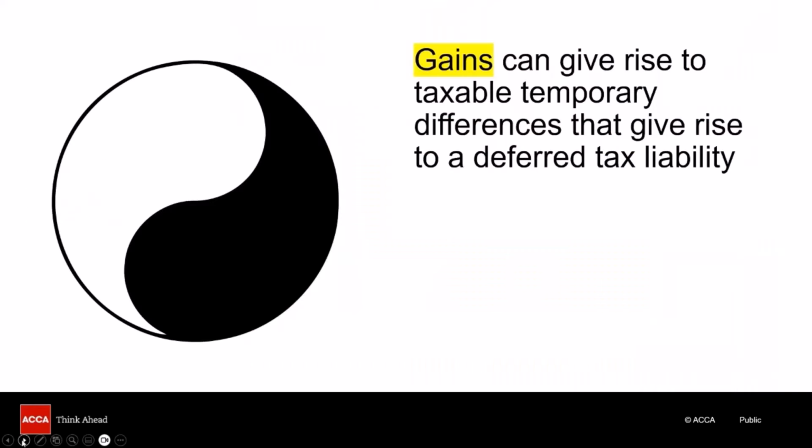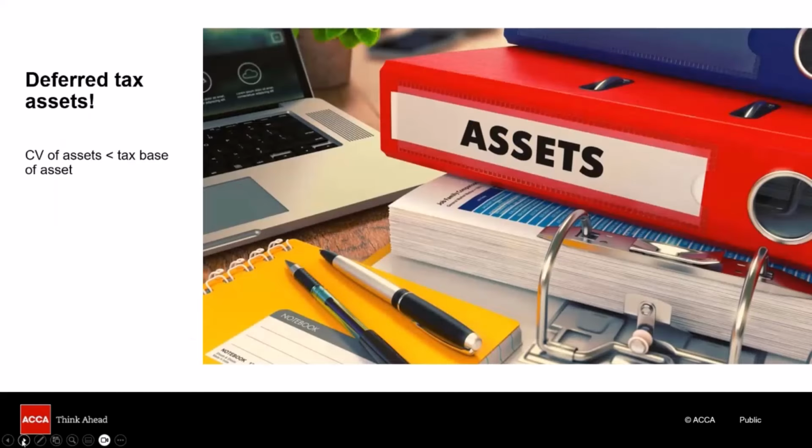So to recap, gains give rise to taxable temporary differences that give rise to a deferred taxation liability. And to me, these three phrases are linked. Gains, taxable, liability. Like 2 and 4 and 6. They are all even numbers. It makes sense that they're together. That gains have taxable temporary differences that give rise to a deferred tax liability. But you may be familiar with that symbol. Where there's a yin, there's a yang. And we can, of course, have deferred tax assets.